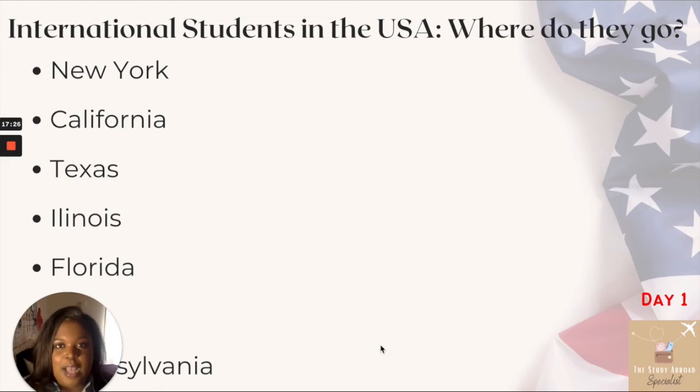But you'd be surprised that a lot of people go into the interior as well. So Texas, Illinois, Florida, Georgia, Pennsylvania, Michigan. There's a lot of places along that corridor of what we call the Rust Belt that a lot of students go. South Carolina is another one in the South. That's a little bit closer to Florida and Georgia, obviously. Kansas is one that a lot of people like to go to. South Dakota, North Dakota. Alaska is also one.